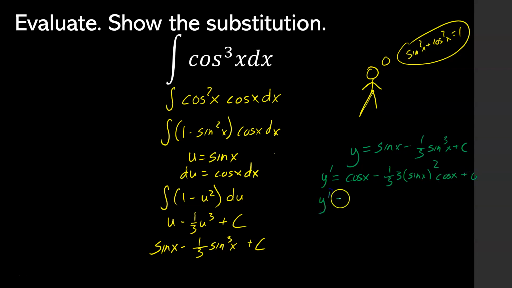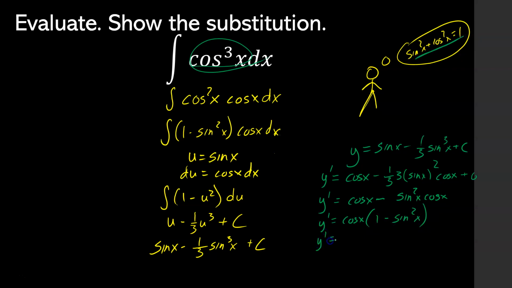So let's see, what do we have? Y prime is cosine of x minus sine squared x cosine x. That doesn't look like the cosine cubed we started with. But we can factor out a cosine and be left with 1 minus sine squared, which is cosine squared, so y prime is cosine of x times cosine squared. Hey, that does work.